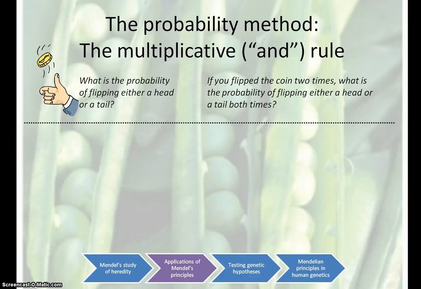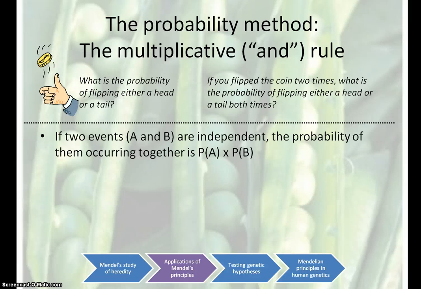But what if you flip the coin 2 times? What's the probability of flipping either a head or a tail both times? So essentially, what's the probability of getting a head 2 times or a tail 2 times? And that's where we're going to think about these different probability rules. One is the multiplicative rule, or I like to call it the AND rule, and the other that we'll talk about in a little bit is the additive rule, which I like to refer to as the OR rule, but we'll come back to that.